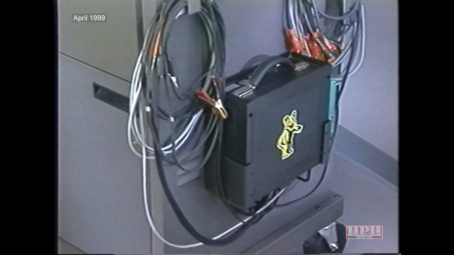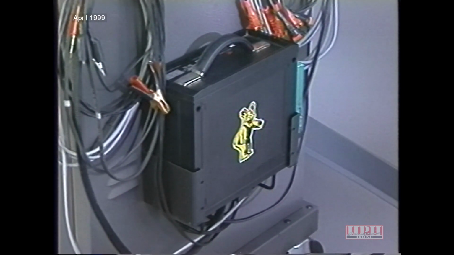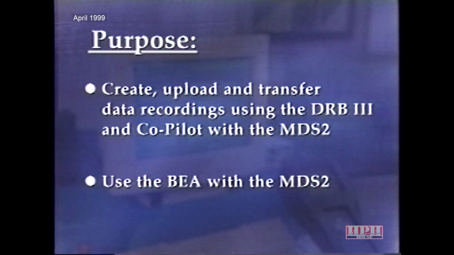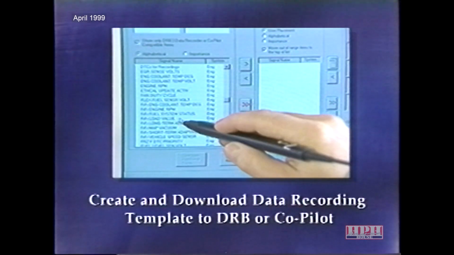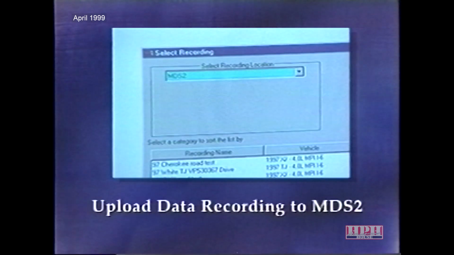You'll also see how the Basic Engine Analyzer, or BEA, works with the MDS-2, which is another important part of the Tools tab. The purpose of this MasterTech is to give you the ability to create, upload, and transfer data recordings using the DRB III and Co-Pilot with the MDS-2, as well as to familiarize you with using the BEA with the MDS-2. After completing this program, you'll be able to create and download a data recording template to the DRB or Co-Pilot and upload a data recording you made to the MDS-2.